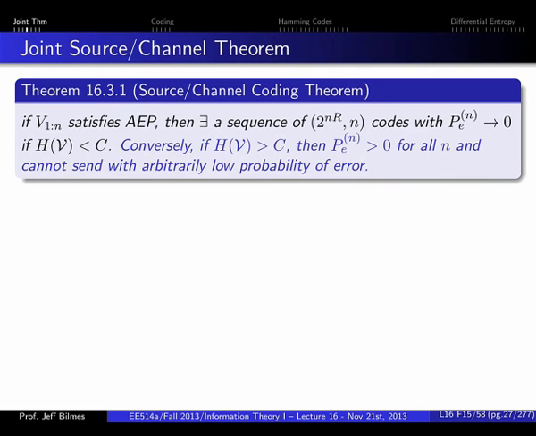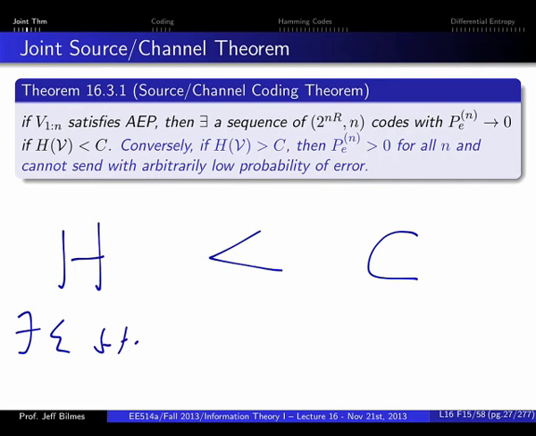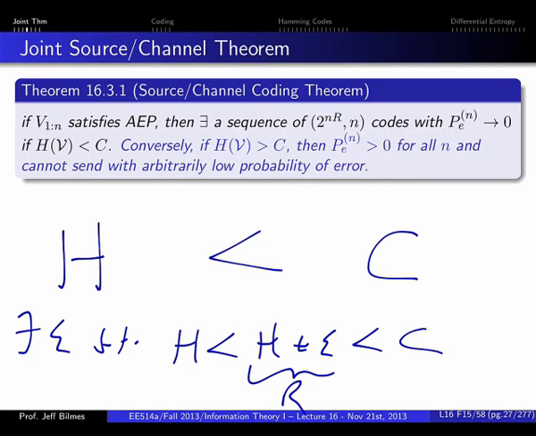This is a matter of the rate you're compressing to. And we know that we can get the rate arbitrarily close to the entropy, and we know that if the entropy is strictly less than the capacity, let's make these relationships clear. We have the entropy here, the capacity here, and this is strictly less than this. So that means there exists an epsilon such that H is strictly less than H plus epsilon, which is strictly less than the capacity. And if this is our rate, we can do it. We're in great shape. All you need is this relationship, that the entropy is strictly less than the capacity. That's the condition.